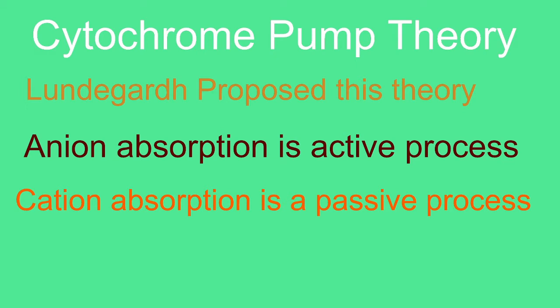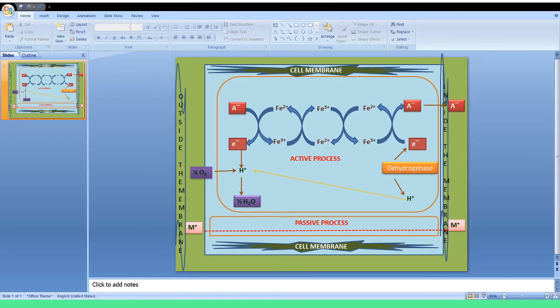You know, cytochrome is an iron porphyrin protein complex in which oxidation and reduction reactions take place. Okay, let us see the picture now. This is the outer region of the cell membrane, whereas this portion is considered the inner region. This is the iron porphyrin oxidation and reduction of the cytochrome pump.